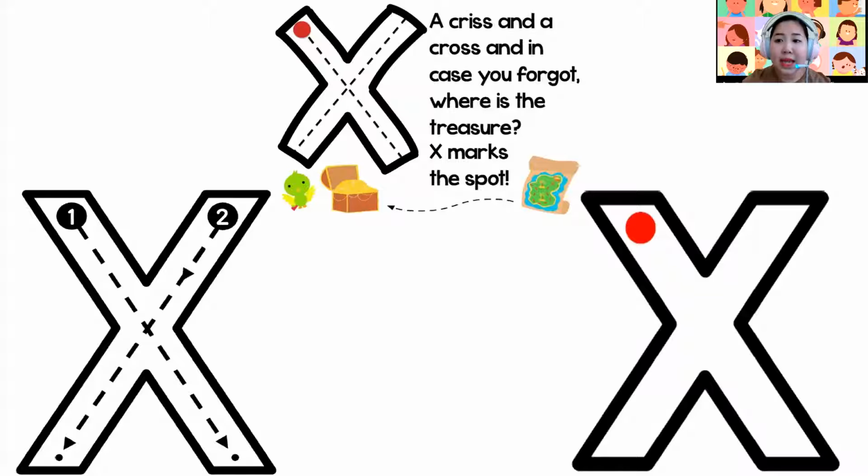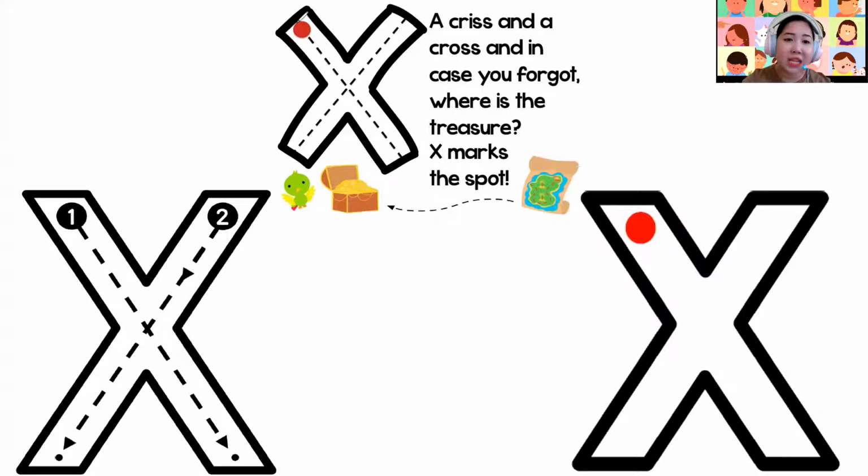And for our next slide, what do we have here? We have the letter X again. So we will practice how to write our letter X. A criss and a cross, and in case you forgot, where is the treasure? X marks the spot.